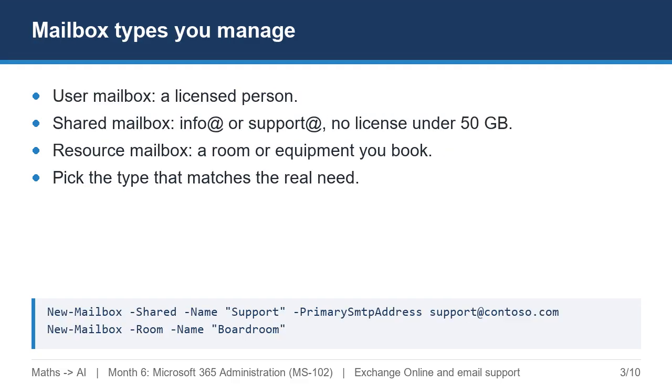There are 3 mailbox types you'll meet every day. A user mailbox belongs to one licensed person. A shared mailbox, like info or support, needs no license under 50 gigabytes, and lets several people read and reply from one address. And a resource mailbox represents a room or a piece of equipment that people book in their Outlook calendars. Match the type to the real need and most design questions answer themselves.